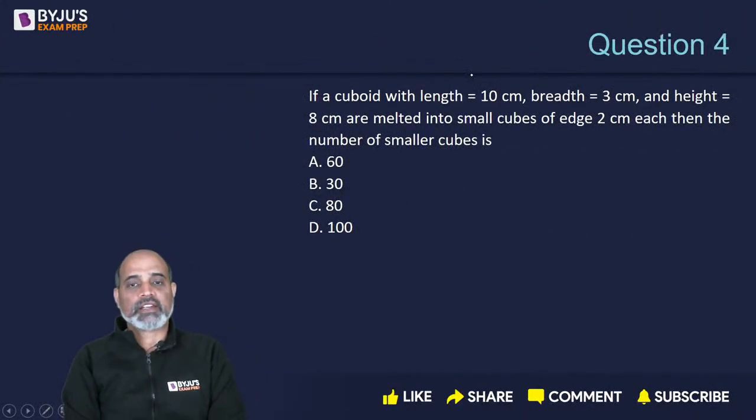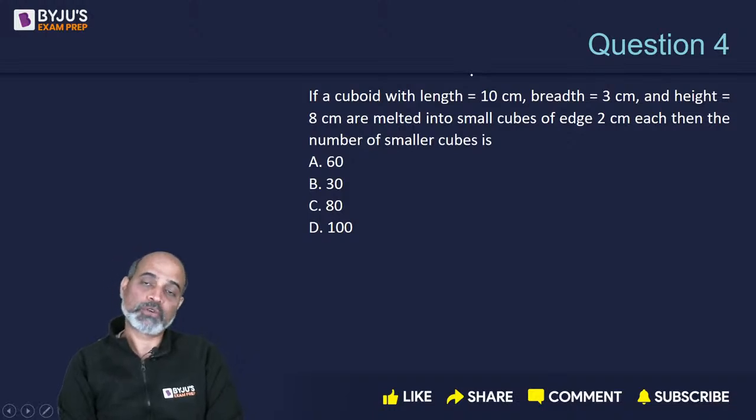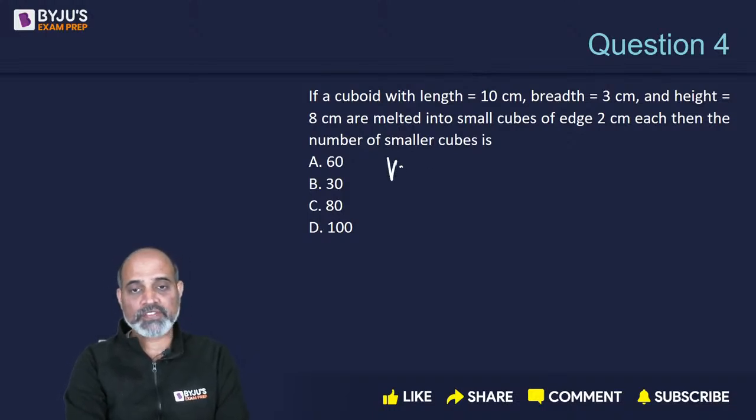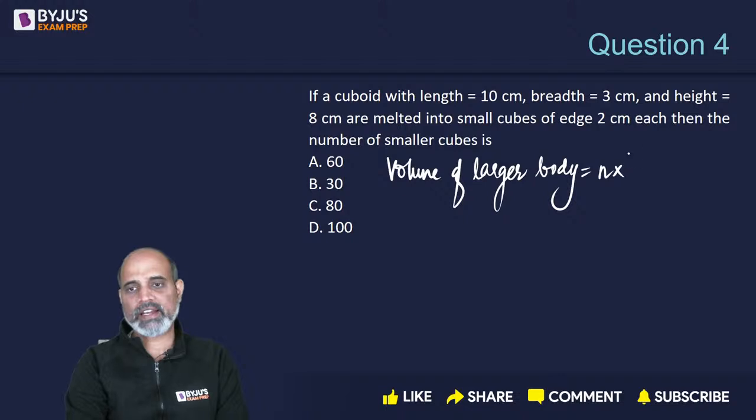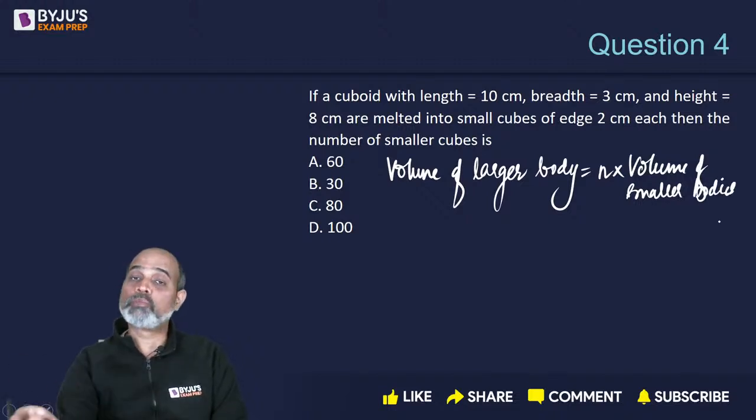Next one. If a cuboid of length 10 centimeter, breadth 3 centimeter, and height 8 centimeter is melted into small cubes of 2 centimeter each, then the number of smaller cubes is. This is given as volume of larger body is equal to n times volume of smaller bodies, where n denotes the number of smaller bodies we are going to get.